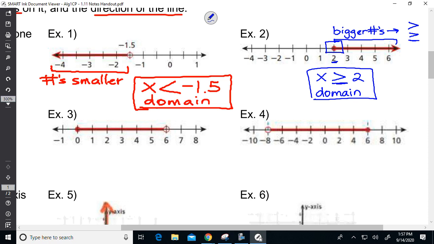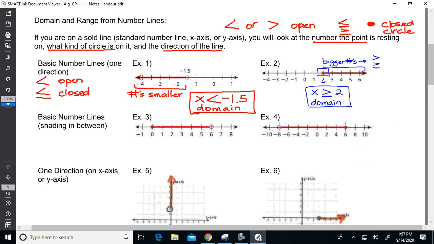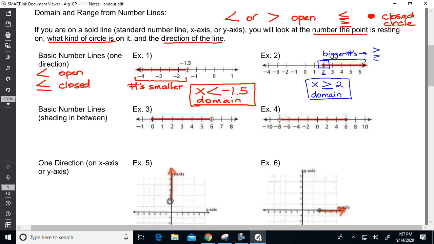Any questions, examples 1 or 2? I know Amari will ask if he has any questions, because he doesn't want to be left out there hanging. Alright.